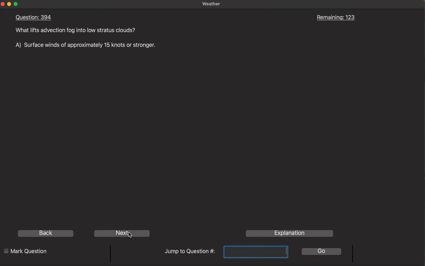What lifts advection fog into low stratus clouds? Surface winds of approximately 15 knots or stronger. With respect to advection fog, which statement is true? It can appear suddenly day or night and is more persistent than radiation fog.